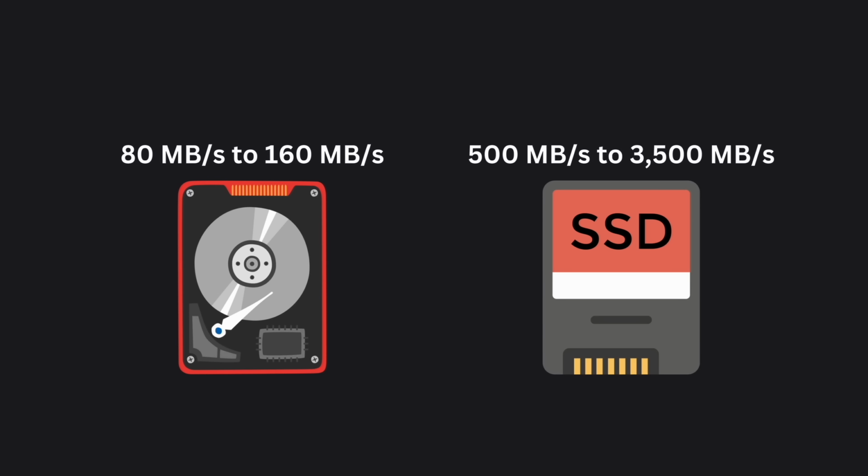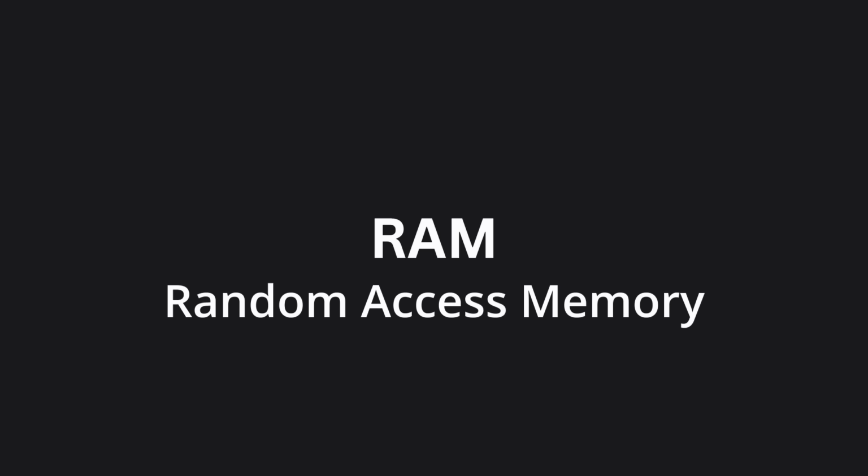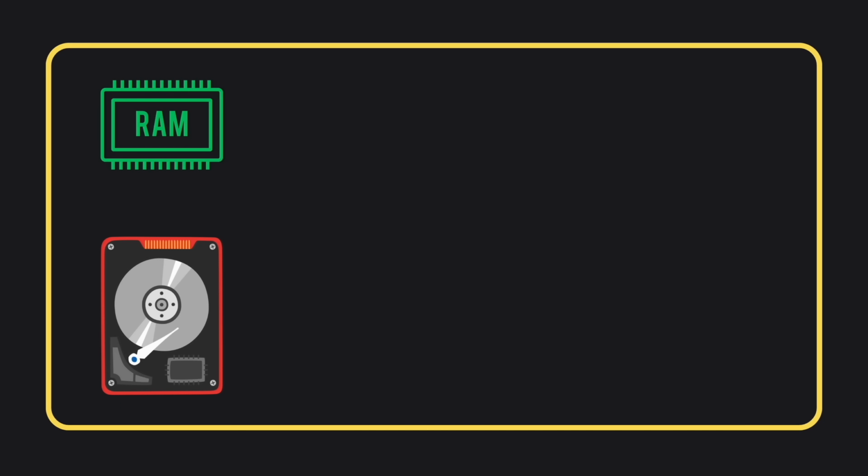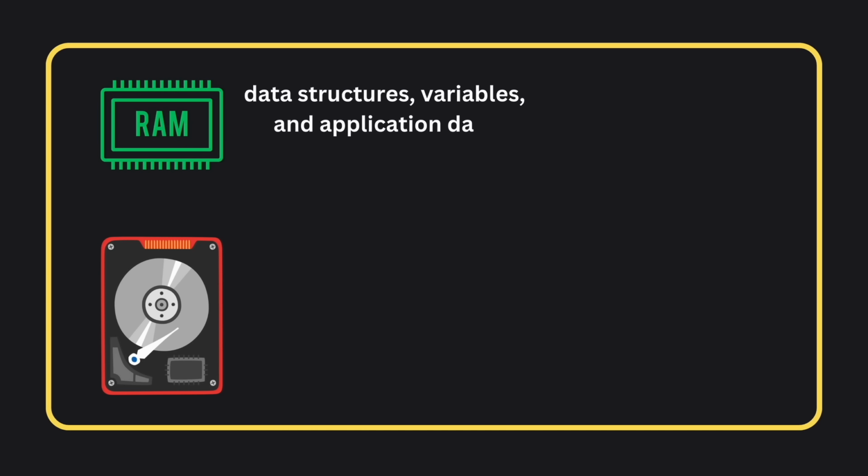For instance, an SSD may have a read speed of 500 megabytes per second to 3500, while an HDD might offer 80 to 160 megabytes per second. The next immediate access point after disk is the RAM, or random access memory. RAM serves as the primary active data holder, and it holds data structures, variables, and application data that are currently in use or being processed. When a program runs, its variables, intermediate computations, runtime stack, and more are stored in RAM because it allows for quick read and write access.